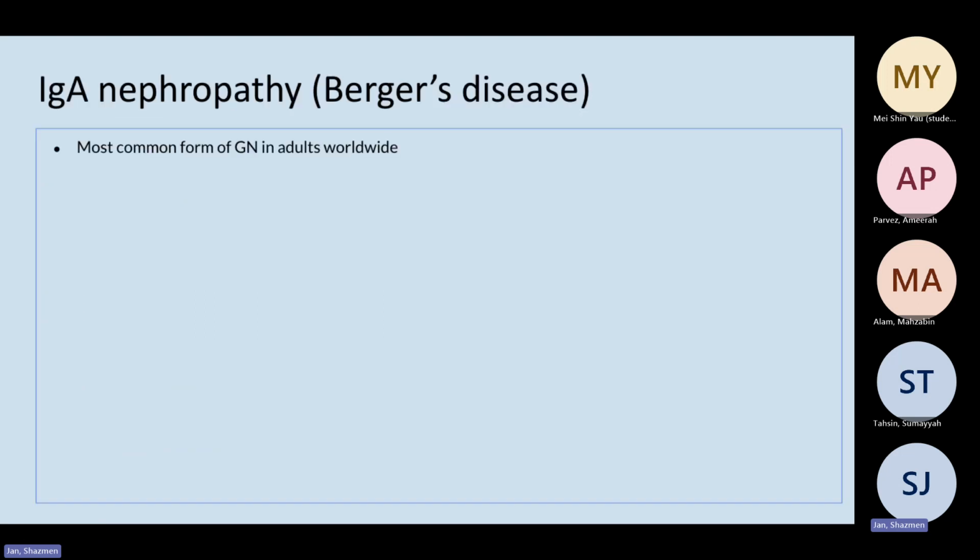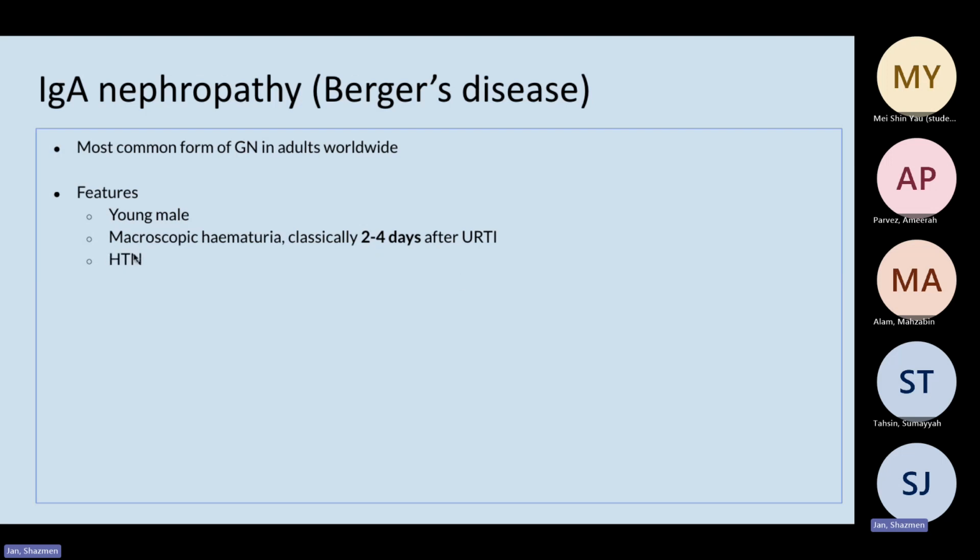In terms of IgA nephropathy, this is the most common form of glomerulonephritis in adults worldwide. Features include that patients are often young males. Typically, they'll have macroscopic hematuria, and this is classically 2 to 4 days after an upper respiratory tract infection. The reason why I've highlighted 2 to 4 days is because there's another cause of nephritic syndrome known as post-streptococcal glomerulonephritis, which presents very similarly, but it actually occurs 2 to 4 weeks after an upper respiratory tract infection.